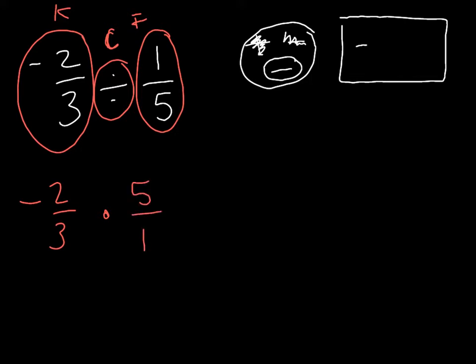Now I can check to see if I can ninja simplify. 3 and 5 I can't, 2 and 1 I can't. So I'm going to go ahead and just multiply straight across. 2 times 5 is 10, 3 times 1 is 3, and I can take out 3 full sets of 3 out of there, and I would be left with 1/3. So my final answer is negative 3 and 1/3.